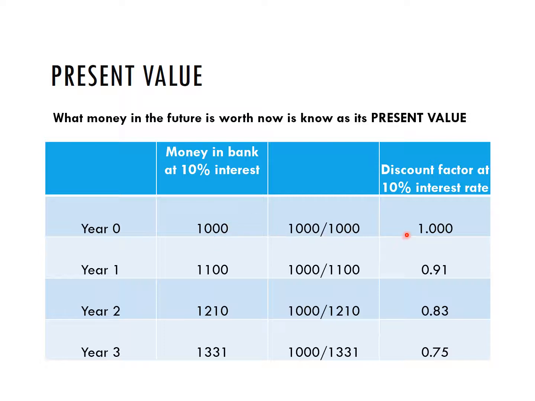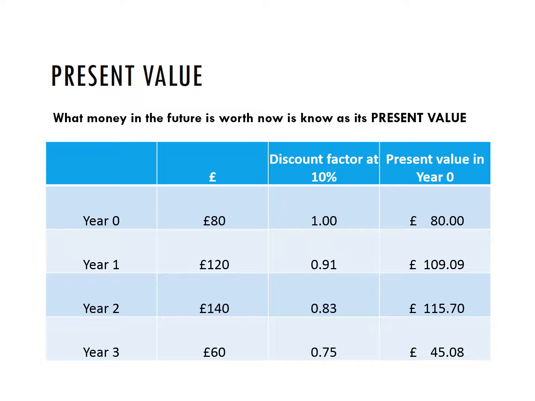And you can see that the further into the future we get, the smaller the discount factor is that we apply. So these all apply here at a 10% interest rate, but if it was a different percent interest rate, these would be slightly different figures depending on how much interest we would have earned. Now with these discount factors, we can use them to take any future value of money and bring it back to what it'd be worth in year zero.